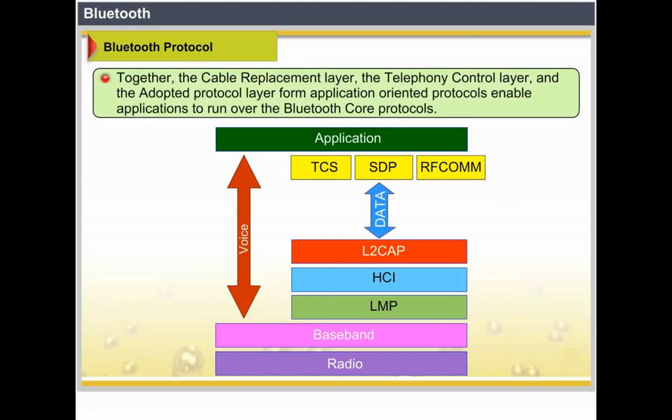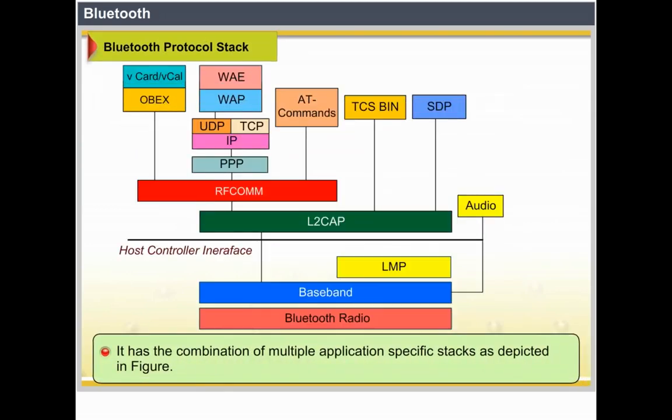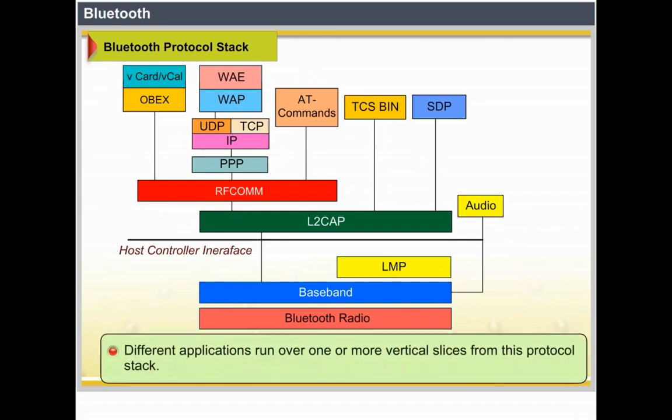Together, the cable replacement layer, the telephony control layer, and the adopted protocol layer form application-oriented protocols, enabling applications to run over the Bluetooth core protocols. Bluetooth protocol stack: a combination of multiple application-specific stacks as depicted in the figure. Different applications run over one or more vertical slices from this protocol stack.